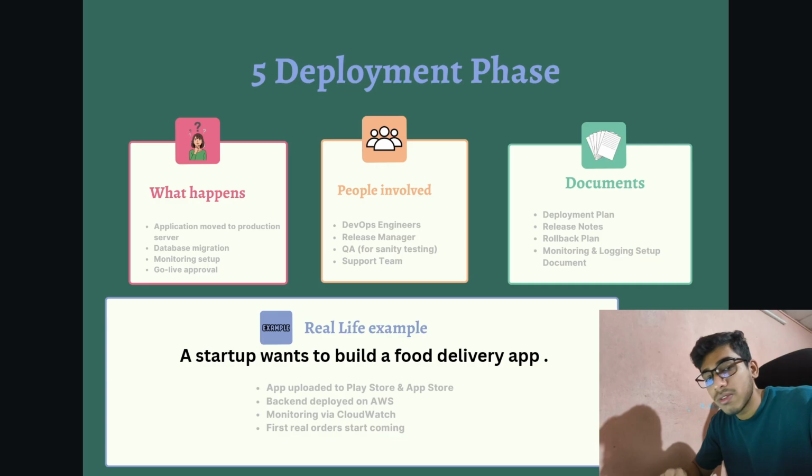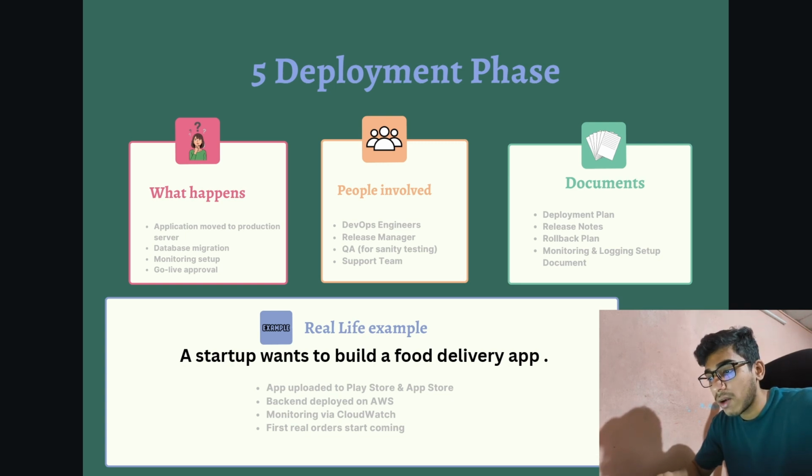So for this case, we need a different set of people who will work on it. We need DevOps engineers who handle the pipelines and help in deployment. We need release managers, because release managers are the ones who have the release information and the notes and what all versions we will be publishing. Then we need QA for sanity.